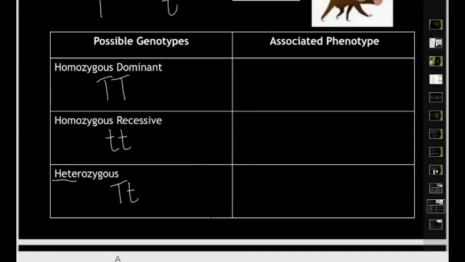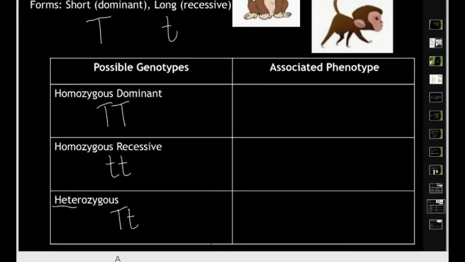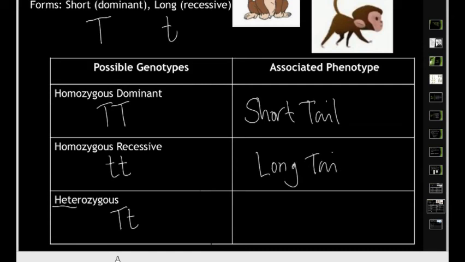Now that I've gone through and I've identified all of the genotype or the letter combinations that I can have, I need to go back and do the associated phenotype. If you recall, in this example, the capital T represents the dominant form, which is a short tail. Lowercase t's represent the recessive trait, which is a long tail. And then whenever I have a heterozygous combination, the recessive trait is going to be masked by the dominant trait. So this monkey will have a short tail.